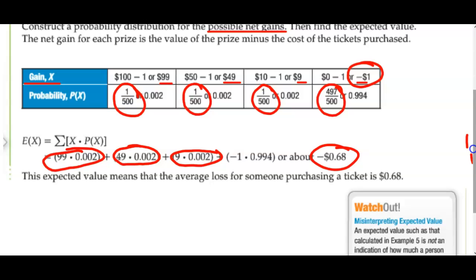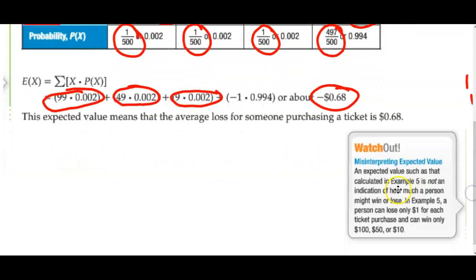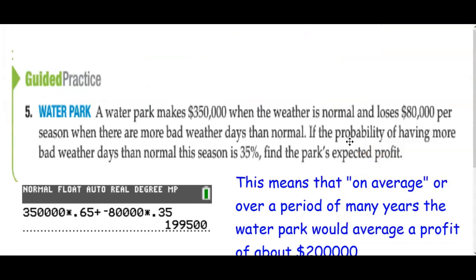But be real careful. You can't say the average winning will be 68 cents. If you were to do it, you can say that, but it's not outright an average. You'd have to buy all the tickets. So don't interpret, say one person is going to lose 68 cents, because you can't actually lose 68 cents. Don't misinterpret.